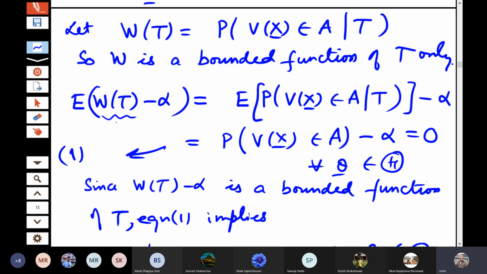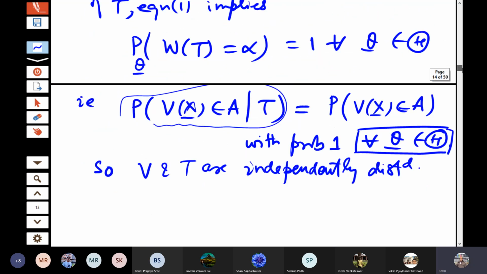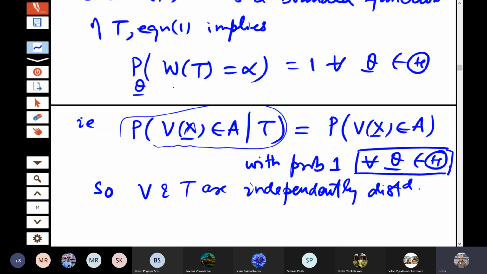So now I consider expectation of Wt minus alpha. So expectation of the conditional probability becomes unconditional probability minus alpha. So this is equal to 0 because that is what we have assumed here. Now Wt minus alpha is a bounded function. Therefore, expectation being equal to 0 implies that the function is 0 with probability 1. That means Wt is equal to alpha with probability 1.